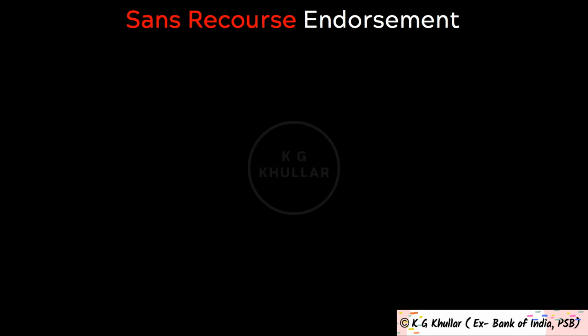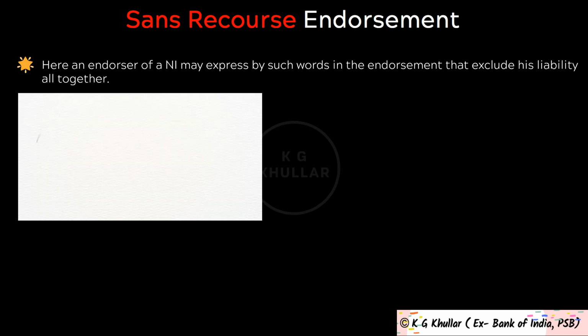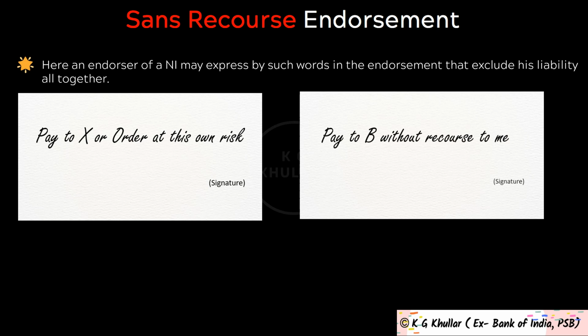Friends, sometimes an endorser of a negotiable instrument may express by such words in the endorsement that exclude his liability altogether. For example, if A endorses a check like this, that is pay to X or order at his own risk, or pay to B without recourse to me. So in both these cases, A will not be liable to X or B if the check dishonors.